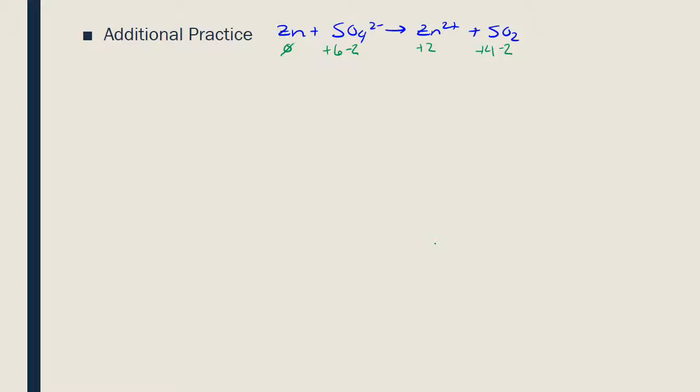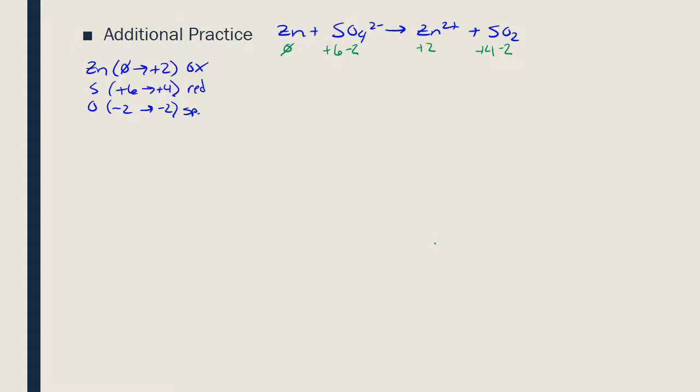So let's identify who's being oxidized and who's being reduced. So zinc is going from 0 to +2. Sulfur is going from +6 to +4. And oxygen is going from -2 to -2. So zinc is becoming more positive, therefore it's being oxidized. Sulfur is going from more positive to less positive, so it's being reduced. And oxygen's just a spectator.